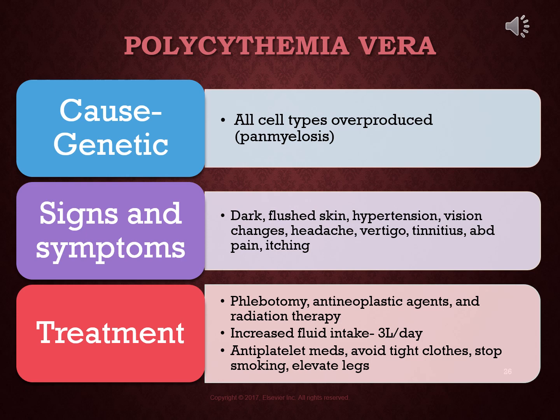The second type of polycythemia is secondary polycythemia, and this is something that you get from long-term hypoxia. It's a compensatory reaction, and you'll see this sometimes in people with COPD.